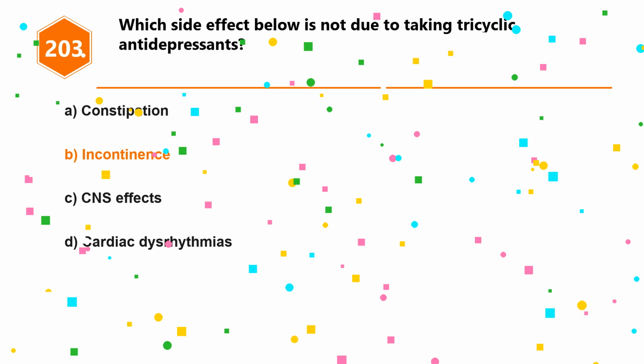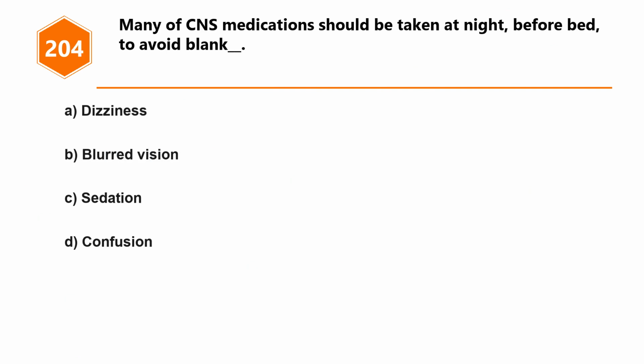The correct answer is option B, incontinence. Question 204. Many of CNS medications should be taken at night, before bed, to avoid blank blank. Option A, dizziness. Option B, blurred vision. Option C, sedation. Option D, confusion.